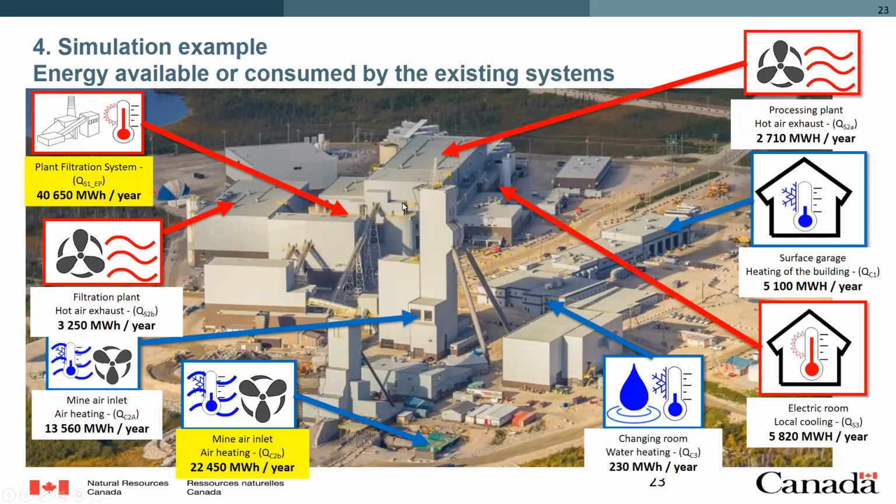After running the first step of the simulation, we obtain the potential for energy transfer. The first approach is to try to mix the systems with the higher potential for energy transfer. In this case, the plant filtration system has over 40,000 megawatt hours per year available. And the 2 fresh air systems have over 22 gigawatt hours per year and 13.5. So we'll use the one with almost 22.5 gigawatt hours per year.